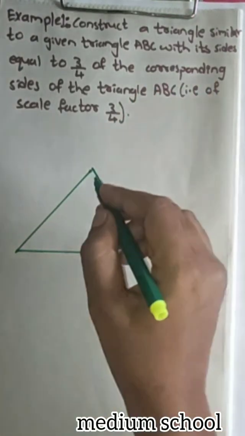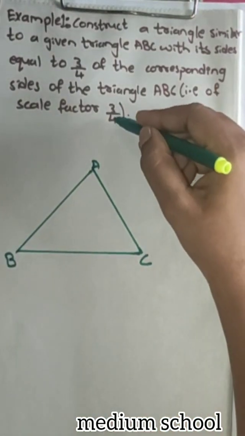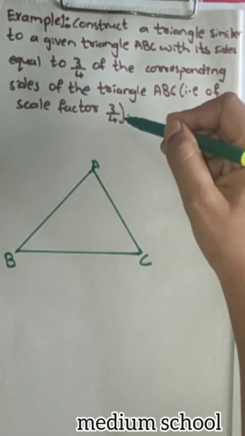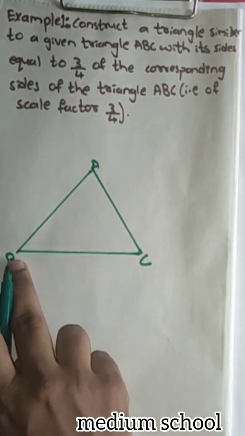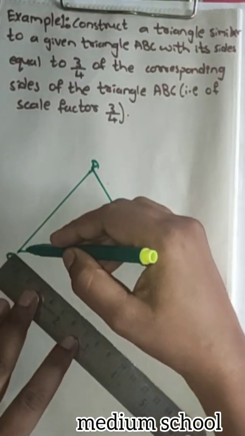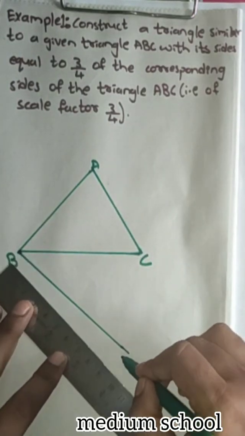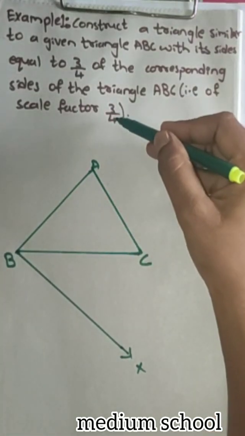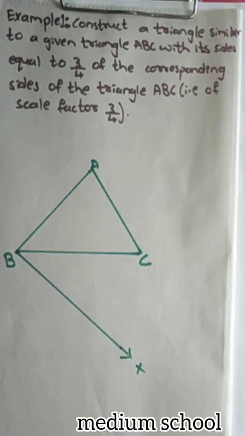See here. Let this be our A, B, C. Now 3 by 4, when you divide, are you getting more than 1 or less than 1? No doubt, less than 1. Again, same procedure. From BC as a base, construct an acute angle. So let this BX be a ray. Now, how many equal parts should we take? 4. Why? 4 is greater than 3. Whichever number, numerator or denominator, is greater, that measurement you should take.